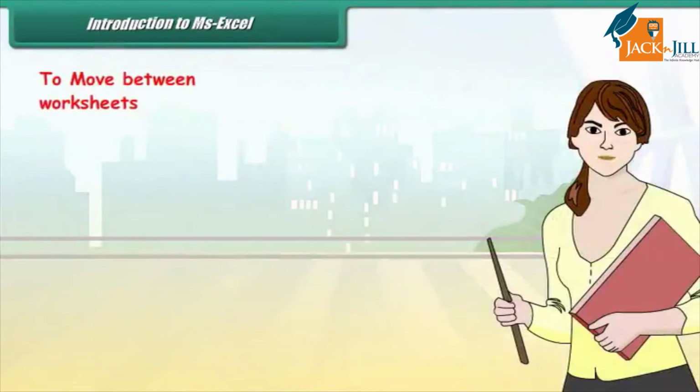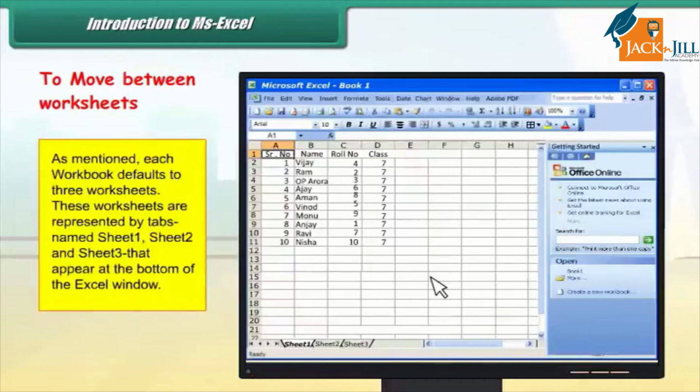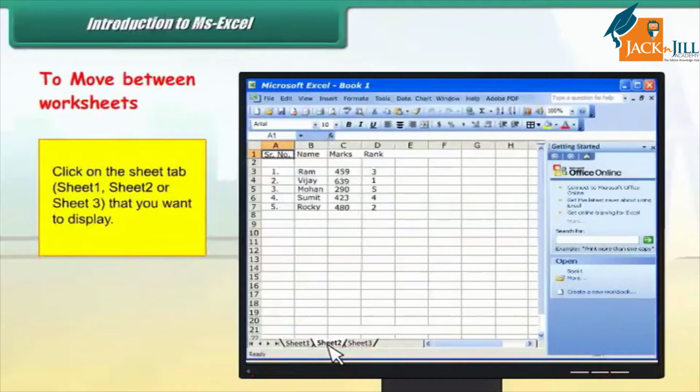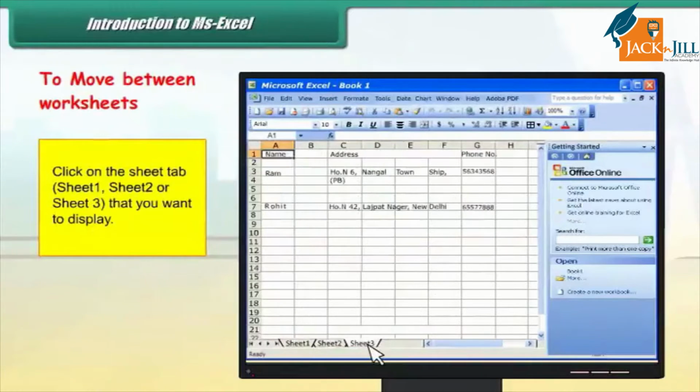To move between worksheets. As mentioned before, each workbook defaults to 3 worksheets. These worksheets are represented by tabs named Sheet 1, Sheet 2 and Sheet 3 that appear at the bottom of the Excel window. Click on the Sheet tab, Sheet 1, Sheet 2 or Sheet 3 that you want to display.